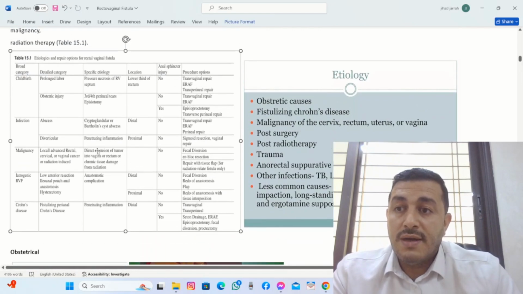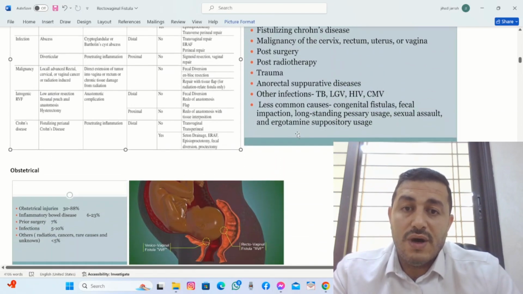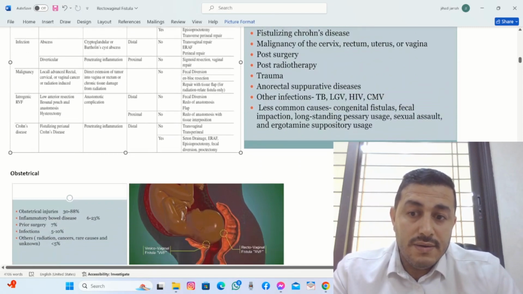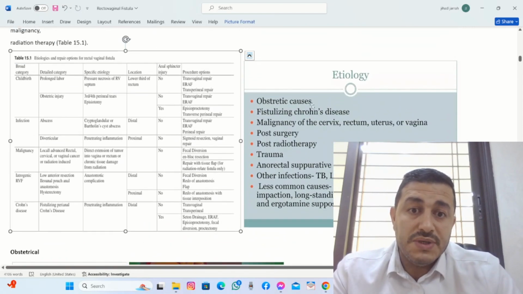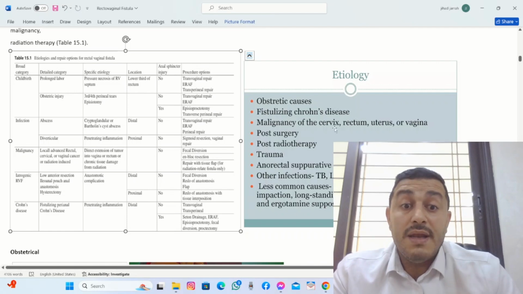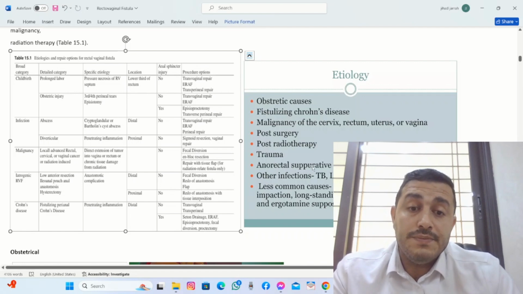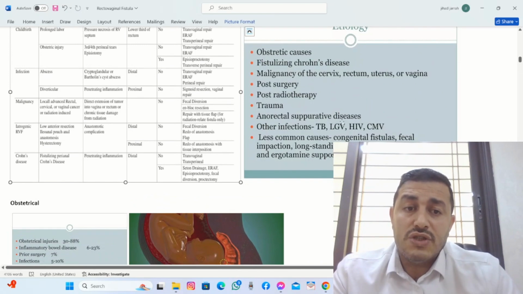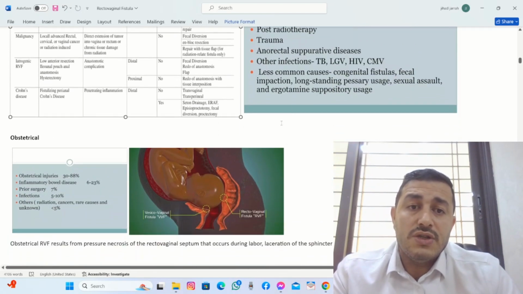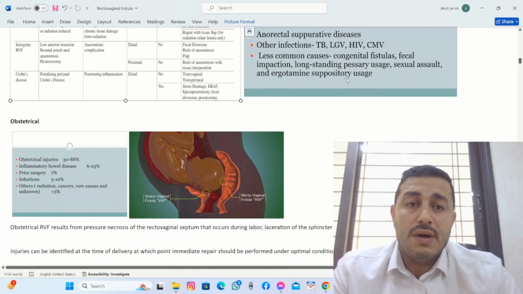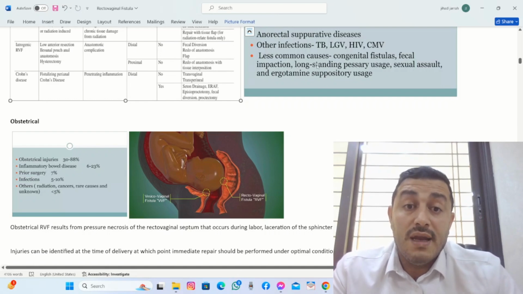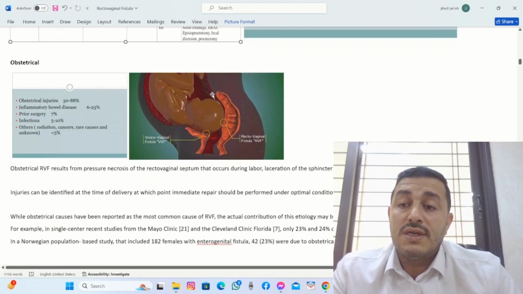We will discuss this table in detail. Just let's review other pictures here. Etiology: obstetrical, fistulizing Crohn's disease, malignancy of the cervix, rectum, uterus, vagina, post-surgery, post-radiation trauma, anorectal suppurative disease, abscesses, infections such as cytomegalovirus, TB, HIV, congenital fistulas. We are talking about acquired fistulas here. Fecal impaction, pessary usage, long-standing pessary usage.